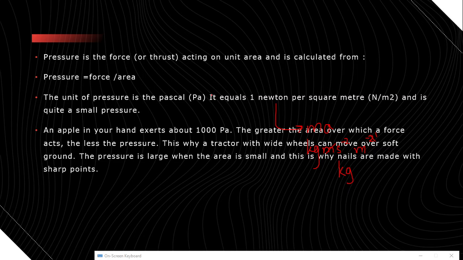The greater the area over which a force acts, the lesser the pressure. This is why a tractor with wide wheels can move over very soft ground. The pressure is large when the area is small, and this is why nails are made with sharp points. The reason why when we hammer, just a little point of a metallic object makes such a huge impact over a sudden impactful force is because of this area.